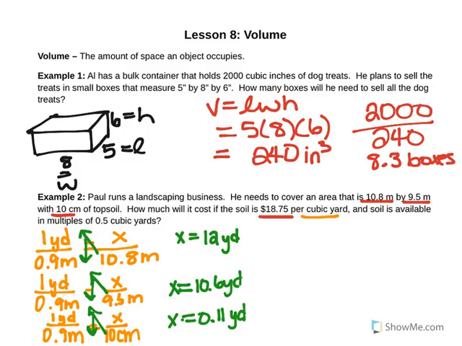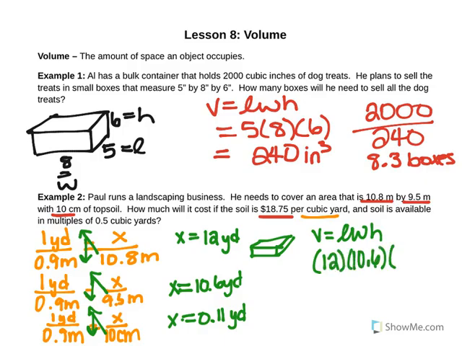Okay, so we're dealing with ground of an area, and he needs to fill it with soil. So we're going to find the volume of this. So length times width times height. So we have 12 times 10.6 times 0.11. And we should get the volume in yards for this area to be 13.992 cubic yards.